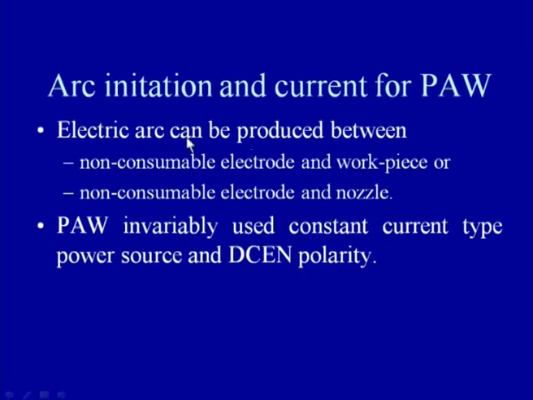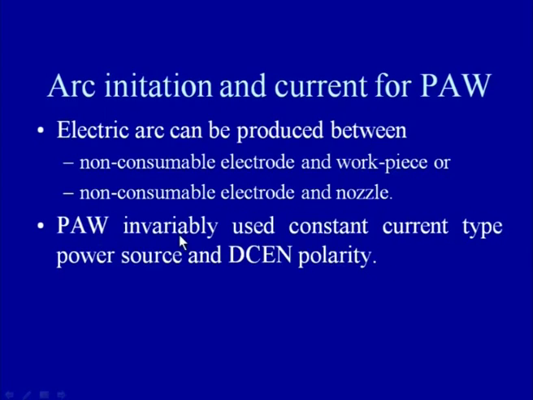So, these are the two ways through which the arc is established between the electrode and the base in the case of the PAW process. It can be struck between the non-consumable electrode and the workpiece, or between the non-consumable electrode and the nozzle. The PAW process for striking and developing the arc normally uses a constant current type of power source with DCEN polarity. This means the tungsten electrode is connected to the negative terminal of the power supply, so that the electrode lasts for a longer duration, and less heat is generated on the electrode side and more on the anode side, which can be replaced or which can be in the form of the base material.